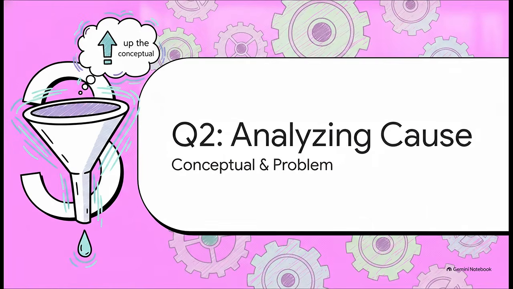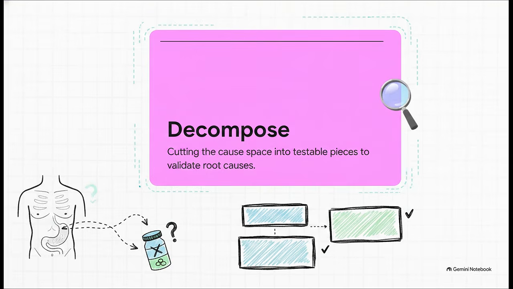Quadrant 2, analyzing the cause. Let's move on and see how this builds as we enter the conceptual and problem space. So now we shift upward from the concrete what to the conceptual why. We know the tap is dripping, but what's actually causing it? Q2 is governed by the rule to decompose. The absolute biggest mistake you can make here is jumping to conclusions without testing them.